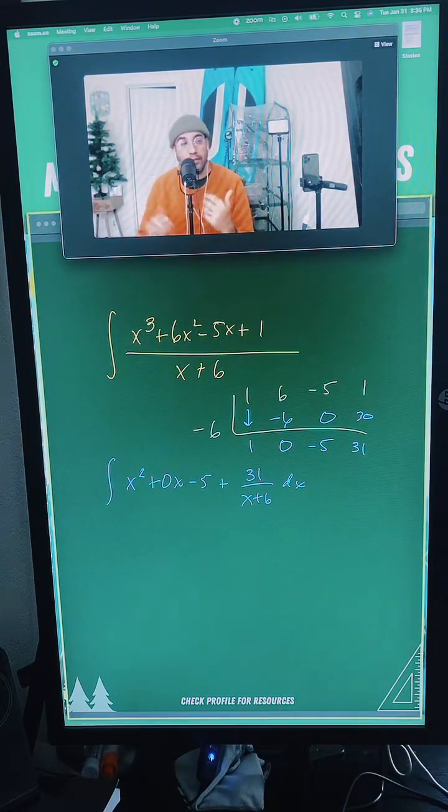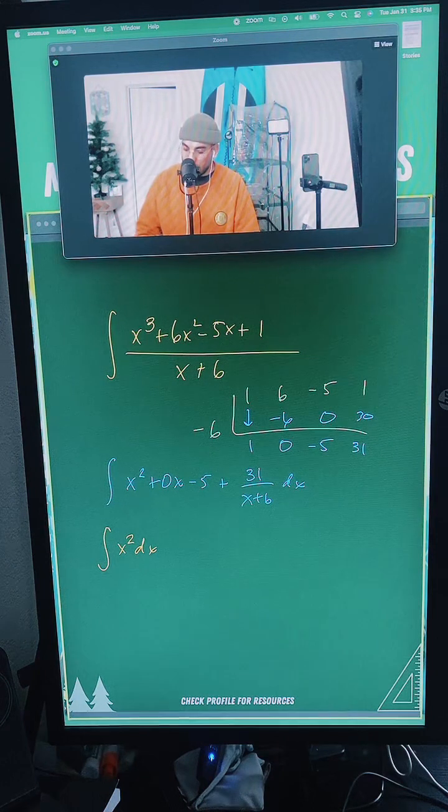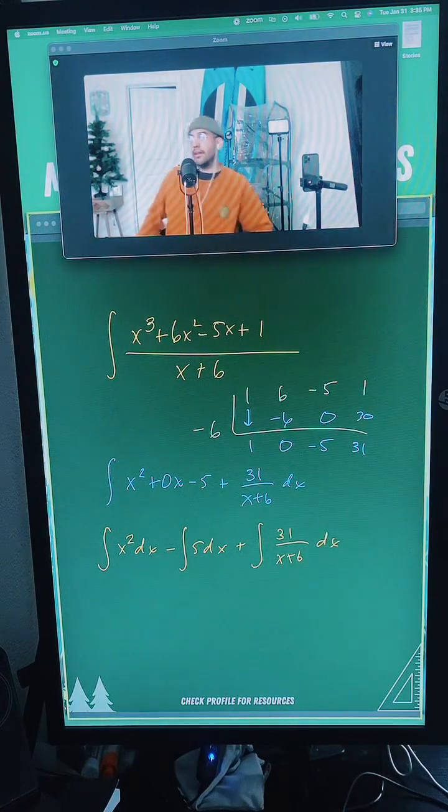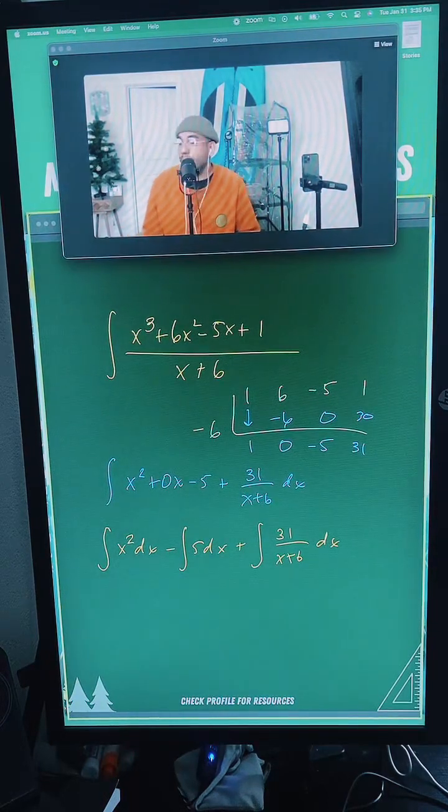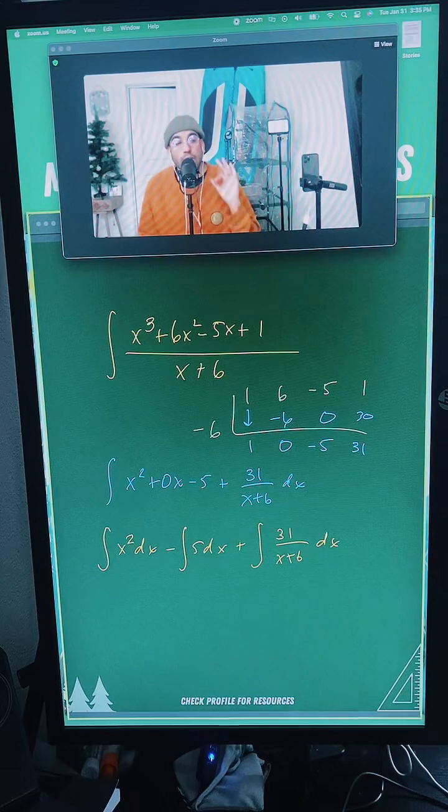So let me just rewrite this. We're going to separate this in two. It looks like 3 different integrals. So we have the integral of x squared minus the integral of 5 dx plus the integral of 31 over x plus 6 dx. All right. We're doing this for Samantha because Samantha was really curious about that last integral, and we're going to go ahead and solve it. Samantha, if you're still here, we'd love to know what you think the answer is to that.